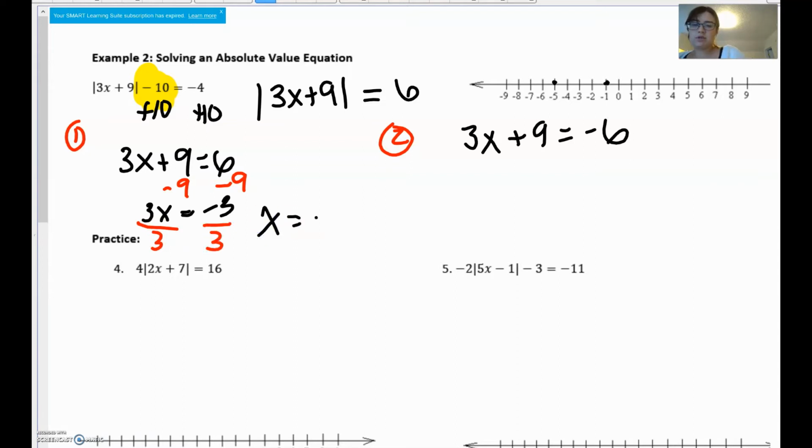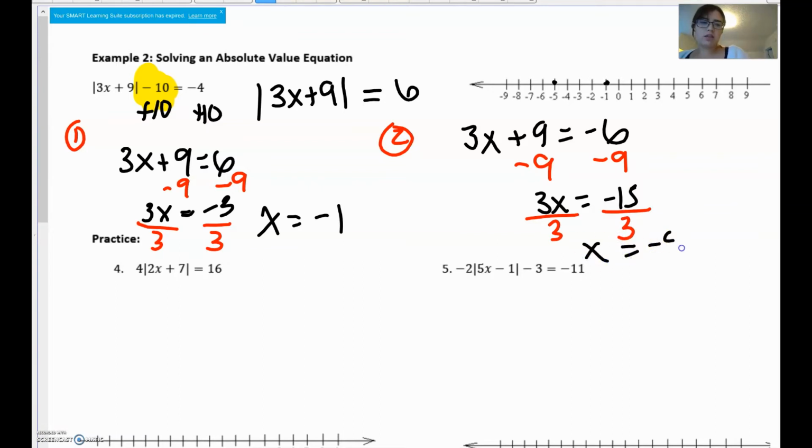And x equals -1. On our other equation, we're going to subtract 9 again on both sides. We'll get 3x equals negative 15. 3 divided by 3, and then negative 15 divided by 3. Our x equals negative 5. And if we were to graph that, we would just put our points on negative 1 and negative 5.